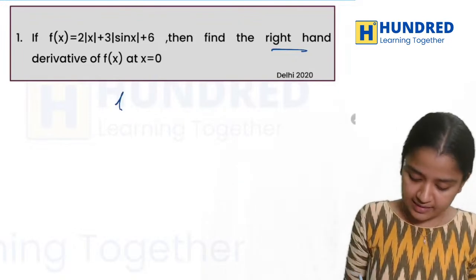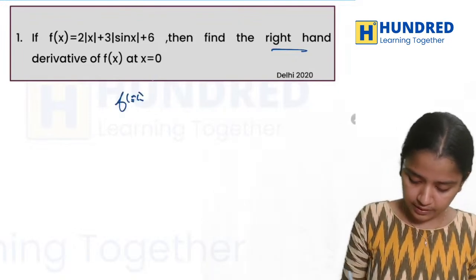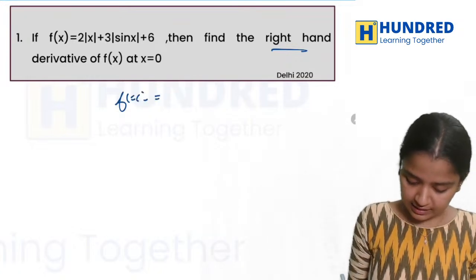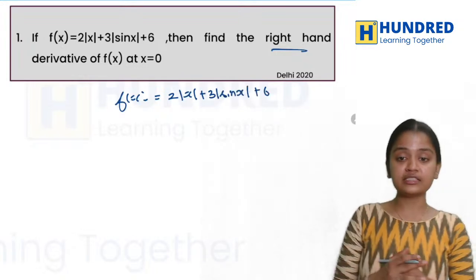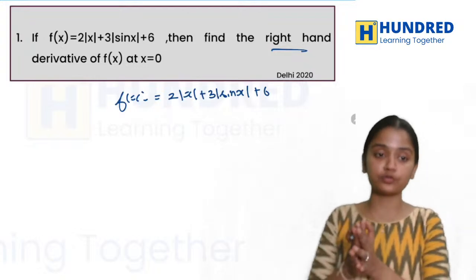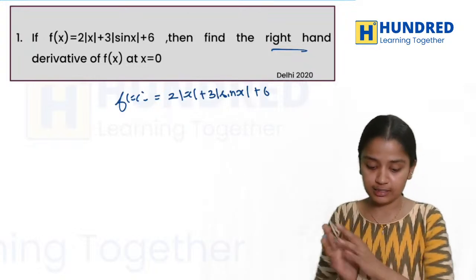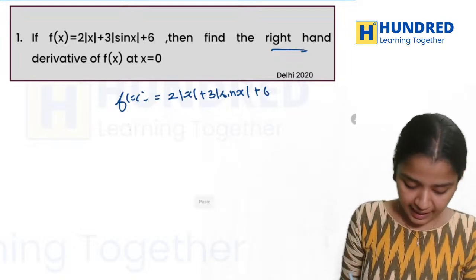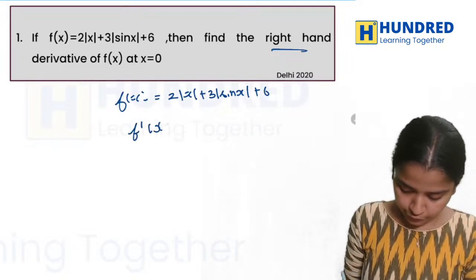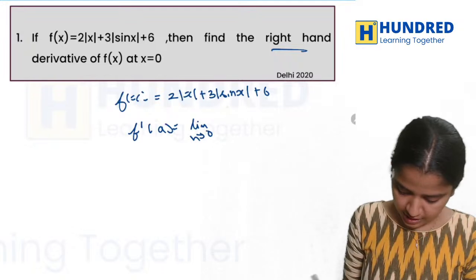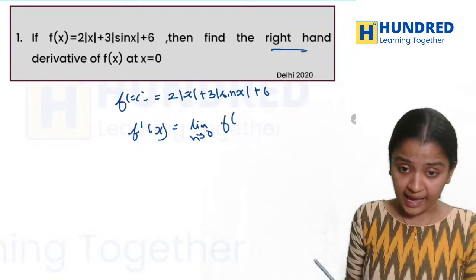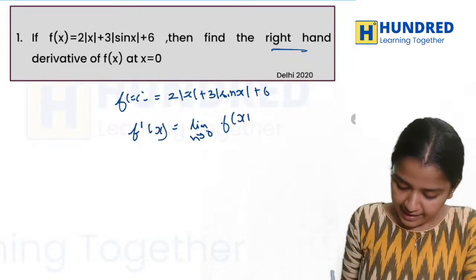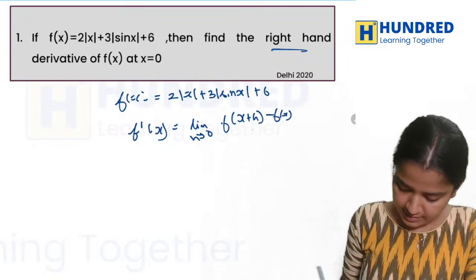First, let us write the function. My function f of x is nothing but 2 mod x plus 3 mod of sin x plus 6. Here, what am I supposed to do? I have to find my right hand derivative. For finding the right hand derivative, this is my formula: limit h tends to 0 of f of a plus h minus f of a by h. Instead of a you can just write the formula with x itself: f of x plus h minus f of x by h.